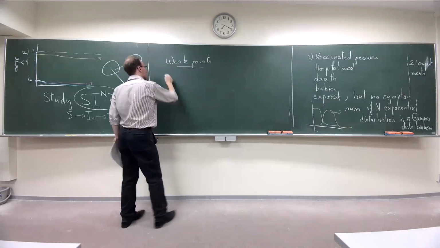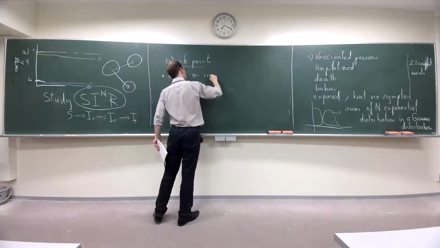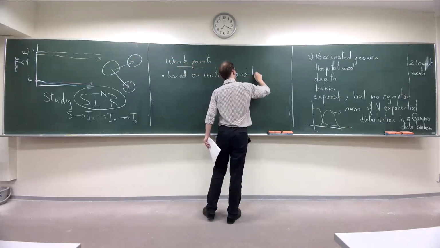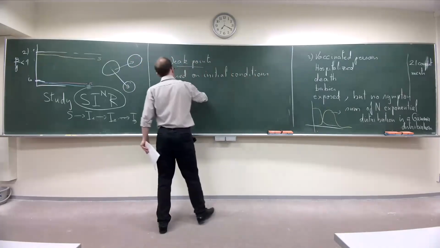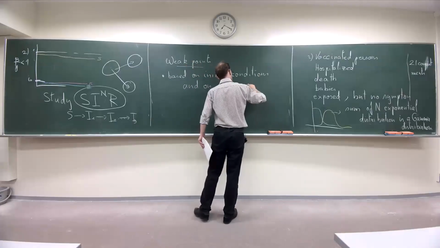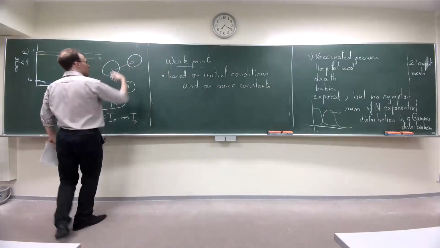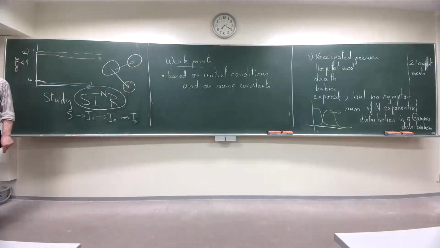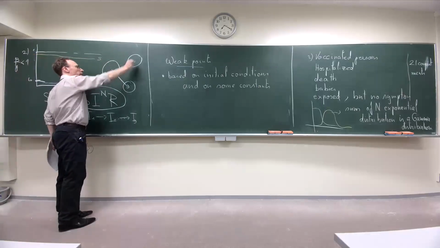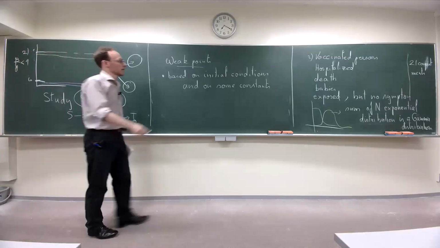You see, everything is based on initial conditions and on some constants. I introduced only two constants, beta and gamma, but I mentioned that if you do a more complicated model, you will need additional constants for how you go from one compartment to another. But why is it a little bit too simple?